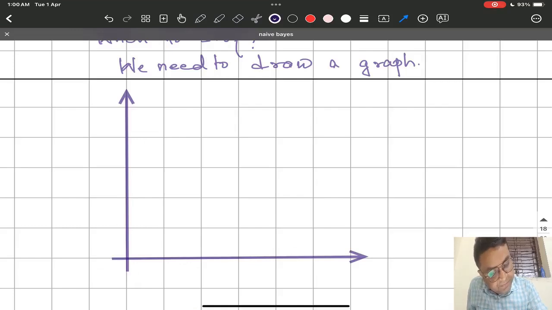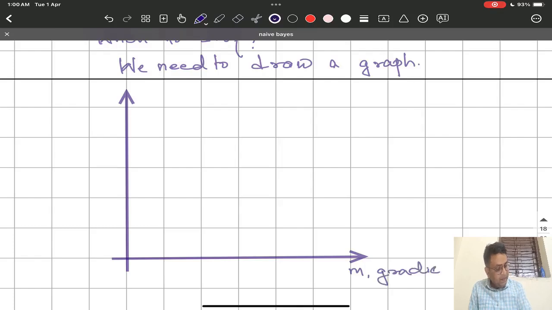Now take this as m, or you can say gradient. What does m mean? Gradient. And write down the cost function over here. Cost function is over here. Okay, where is the cost function? Cost function is here.